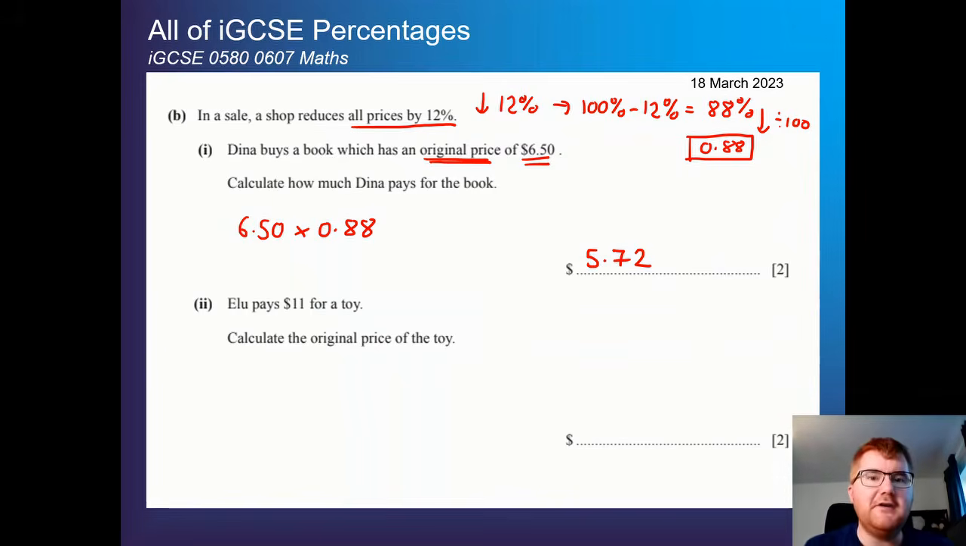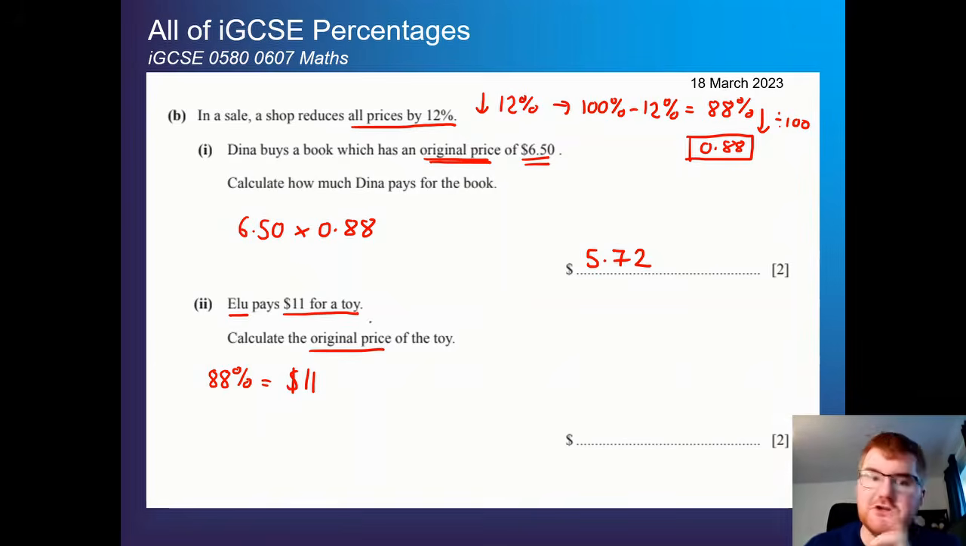Okay, so this question you're seeing here is very, very typical. You've got a normal calculation, you have original price to sale price, and now this part 2: Elu pays $11 for a toy. Calculate the original price. We're then going to be working backwards. So if we reduced all prices by 12%, the new price, this $11, is equal to 88% of the original. But we want to find the original price.